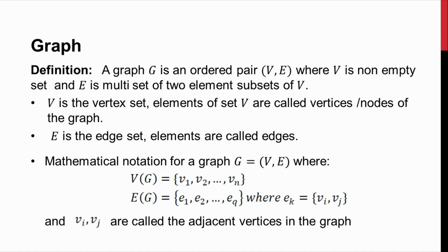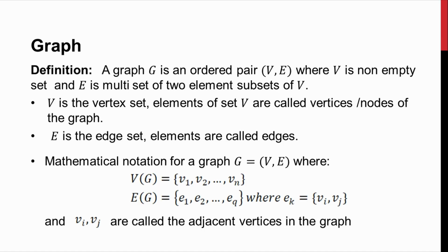So here V is a set of vertices. The elements of V are called vertices or nodes, and E is a set of edges. The elements of set E are called edges. In mathematical notation, G is equal to the ordered pair of V and E. V is the set of vertices V1 to Vn, so in this graph G we have n vertices, and E of G has edges E1 to Eq. So the number of edges is q.